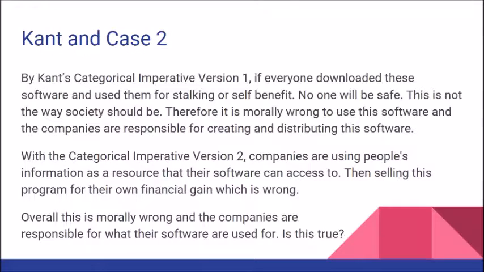Alright, so Kant and case 2. By Kant's categorical imperative version 1, if everyone downloaded this software and used them for stalking or self-benefit, no one would be safe. This is not the way society should be, therefore it's morally wrong to use this software, and the companies are responsible for creating and distributing this software. With categorical imperative version 2, companies are using people's information as a resource that their software can gain access to, then selling this program for their own financial gain, which is wrong. Overall, this is morally wrong, and the companies are responsible for what their software is used for. Is this true?